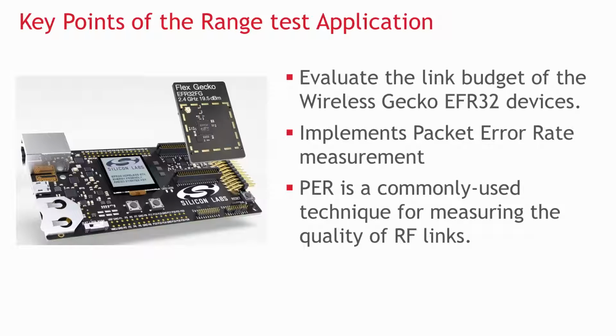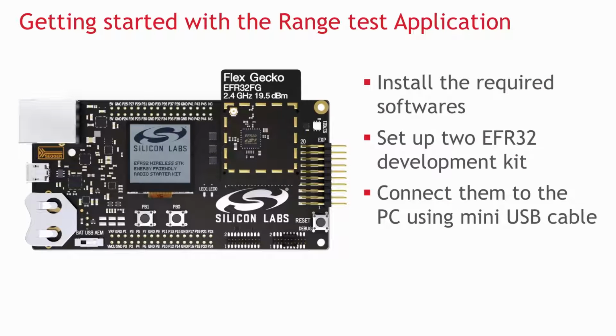The range test demo implements packet error rate, or PER, measurement. PER is a commonly used technique for measuring the quality of RF links in wireless systems under specific conditions. To start, you need to set up two EFR32 development kits, radio boards with main boards.